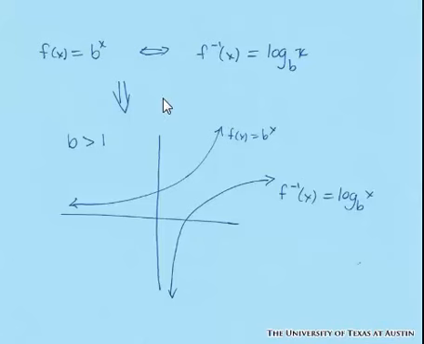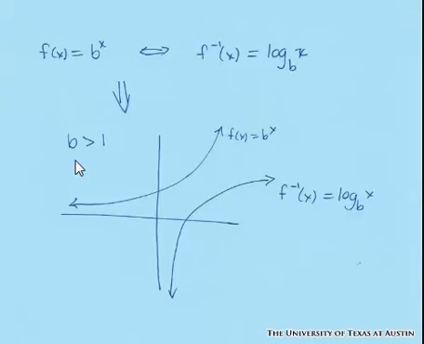Alright, let's review what we know about the exponential function and its inverse. So if f of x equals b to the x is our exponential function, then its inverse, f inverse of x, is equal to the log base b of x. Alright, so what does this mean graphically?